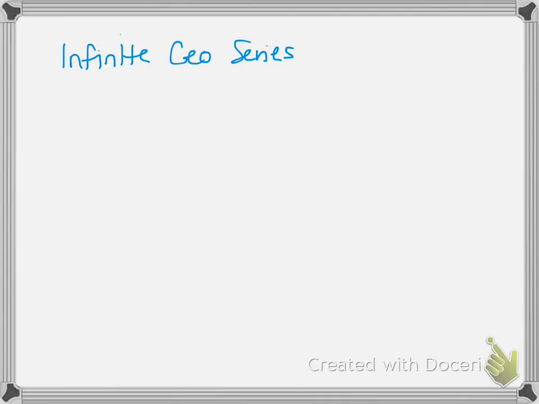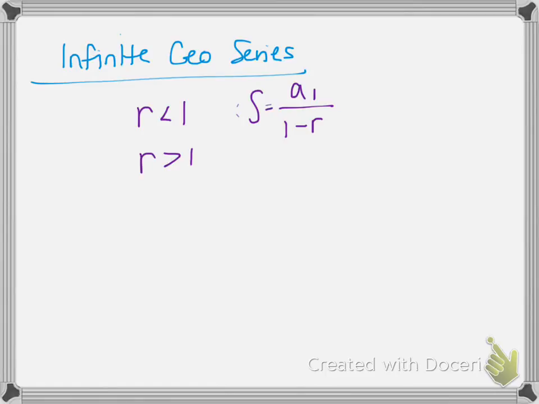When you're multiplying by something small enough, a geometric series will converge. But if you multiply by something too big, it will diverge. And it kind of has to do with the type of sequence that you're looking at. So here's the rule. If R is less than 1, then the sum of the infinite series is A1 over 1 minus R. If R is greater than 1, then the series diverges, which means that it would go towards infinity and we wouldn't be able to get the sum of it.